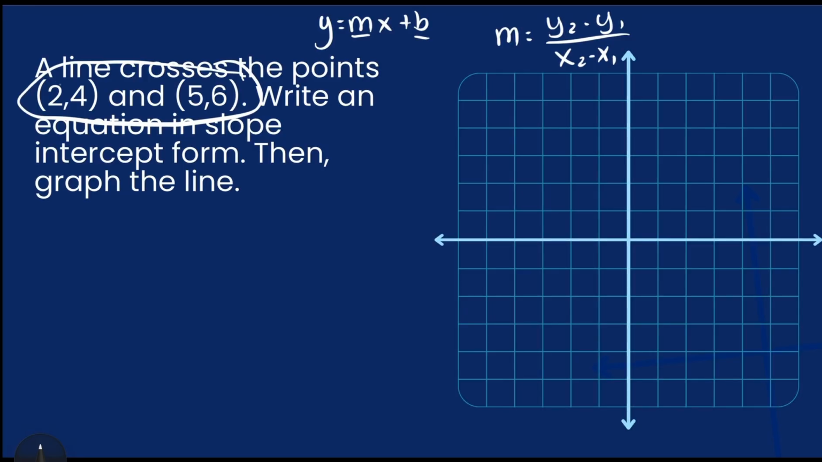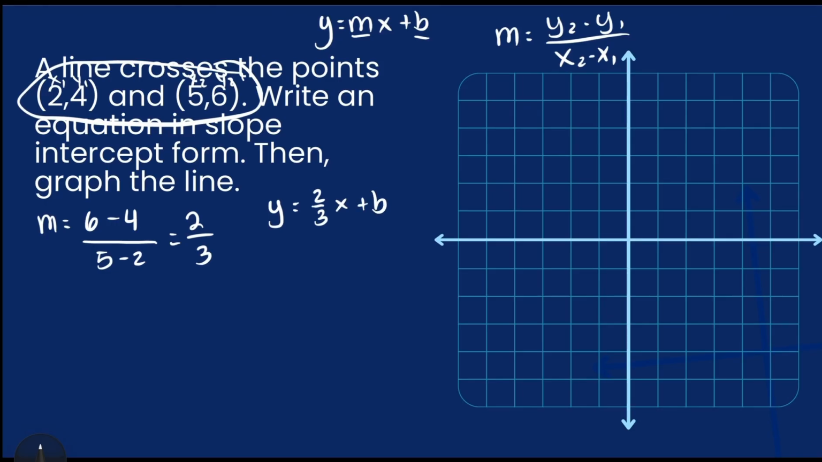So 2, 4 is x1, y1, and this is x2 and y2. So y2 would be 6, so I do m equals 6 minus 4 over 5 minus 2. 6 minus 4 is 2, 5 minus 2 is 3. So that's it. That's how I find my slope. Now it's going to look something like this: y equals 2 over 3x plus b. But as we can see, we're still missing my b.